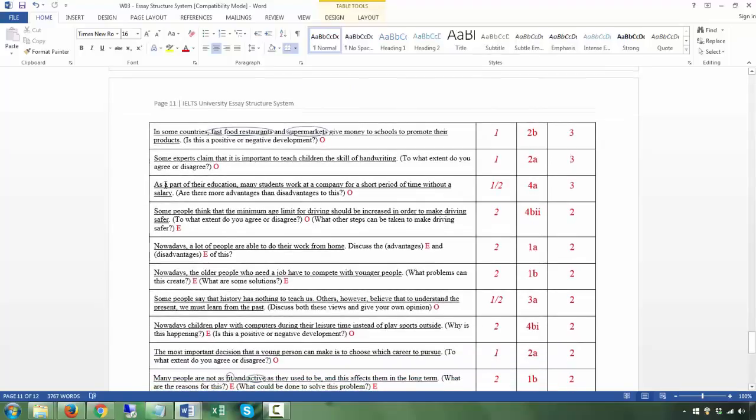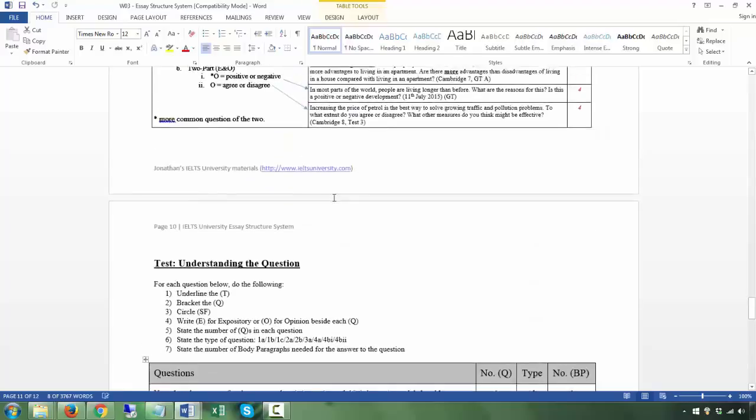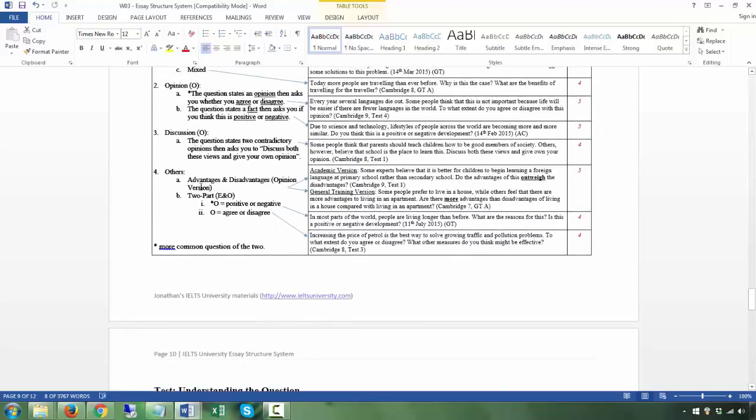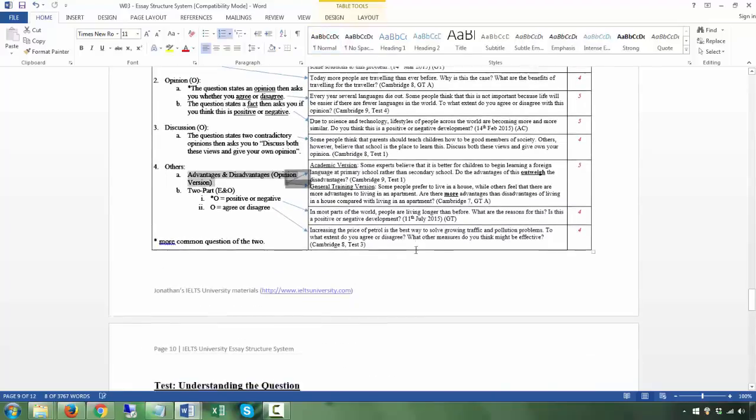Next, as part of their education, many students work at a company for a short period of time without a salary. Are there more advantages than disadvantages? This is the T, and this is the Q. Depends on how you look at it. 1 or 2 questions. This is definitely an opinion. This is the opinion advantages questions. So this is here for A. Okay.